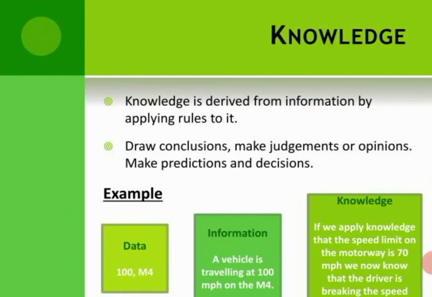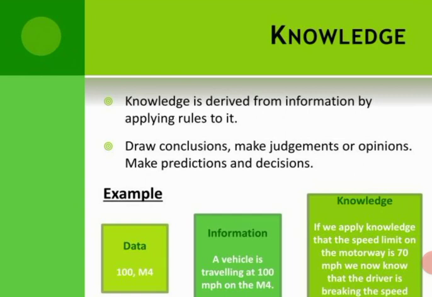You see? If we apply the knowledge that the speed limit on the motorway M4 is 70 mph, we now know that this driver is breaking the speed limit, going too fast, and breaking the law. So through information we get knowledge. That is what knowledge is.